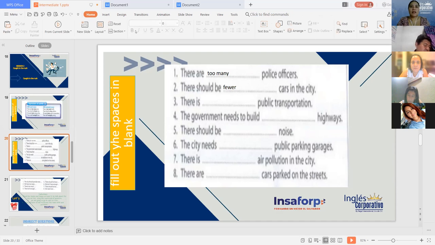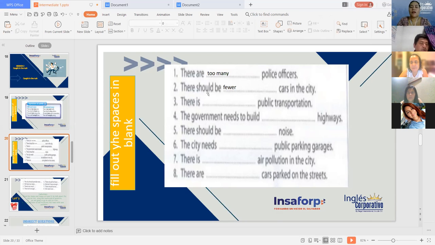Just give me 1 second. Can you hear the noise or are you okay? ¿Escuchan ustedes el ruido o está bien? Quizá, just a little bit, but it's not disturbing, right? No, it's okay. It's okay.